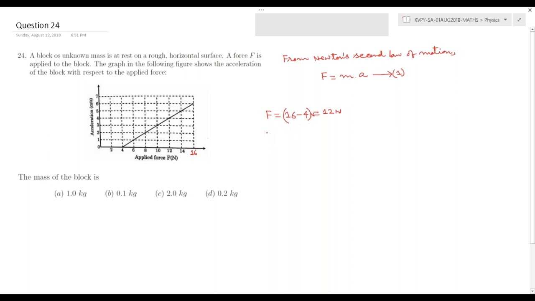And due to this application of the force, what is the acceleration we get? The acceleration goes from 0 to 6, so it becomes 6 meter per second square. So acceleration is 6 minus 0, that is equal to 6 meter per second square. Now if we apply these values in this equation, we get 12 is equal to m into 6. That implies m is equal to 2 kg.